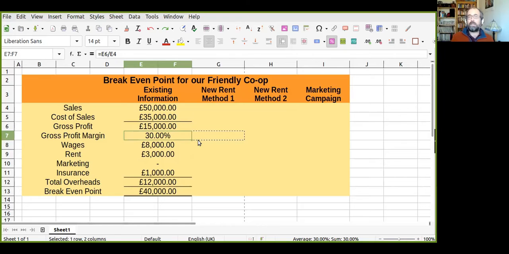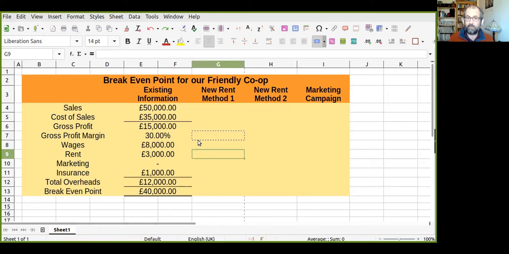This particular co-op is looking at moving into bigger premises because it feels like it's doing well. It made a profit of £10,000-ish, and it's thinking, actually, we're doing okay. Perhaps we want to grow, and it's looking at maybe moving into bigger offices. Currently its rent is £3,000 per annum, and in the new offices, the rent will be £5,000 per annum.